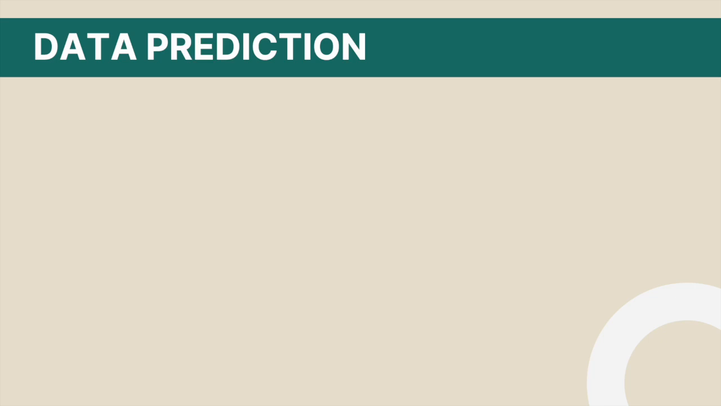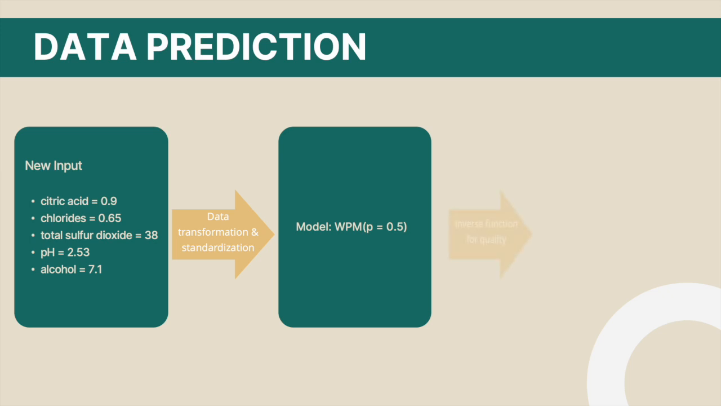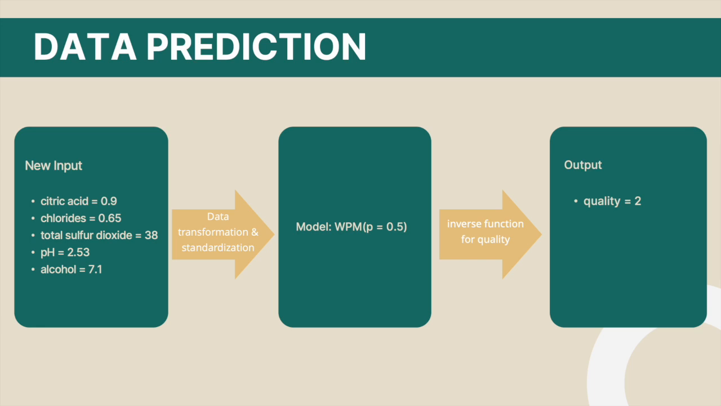Now we're going to use the best model to predict data. This is our new input, and then we do the data transformation and standardization. We use the model and the inverse function for quality. And my predicted quality is 2. I think it seems reasonable considering the relatively low alcohol content, which we know is a key driver of quality.